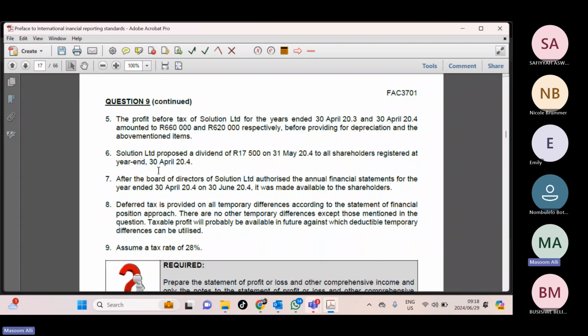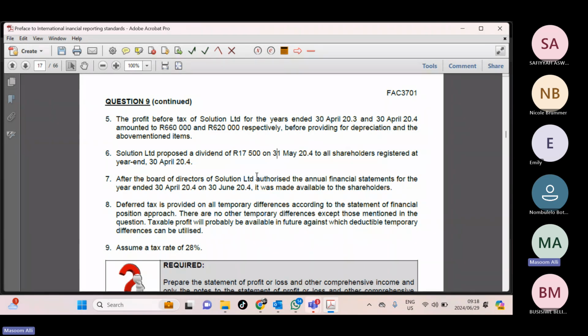So this is why it's very, very important for you guys to keep close track of what our reporting period is. After the board of directors of Solution Limited authorized the annual financial statements for the year ended, it was made available for the shareholders. So this basically is showing you that this is tying in with events after the reporting period, right? This is not what the question is testing, but it's good to be able to decipher that information.